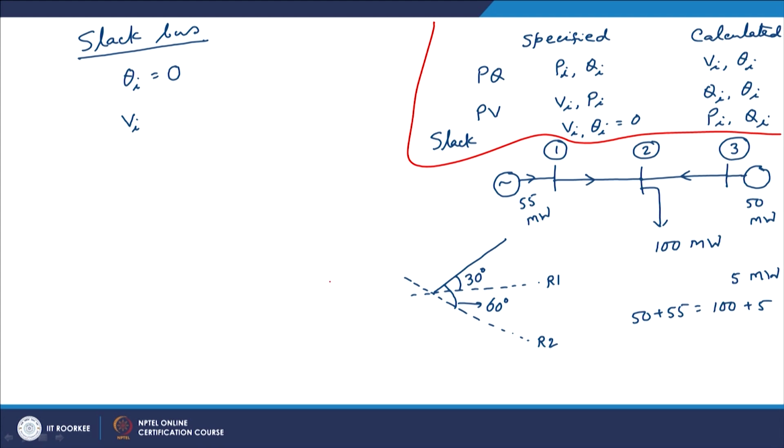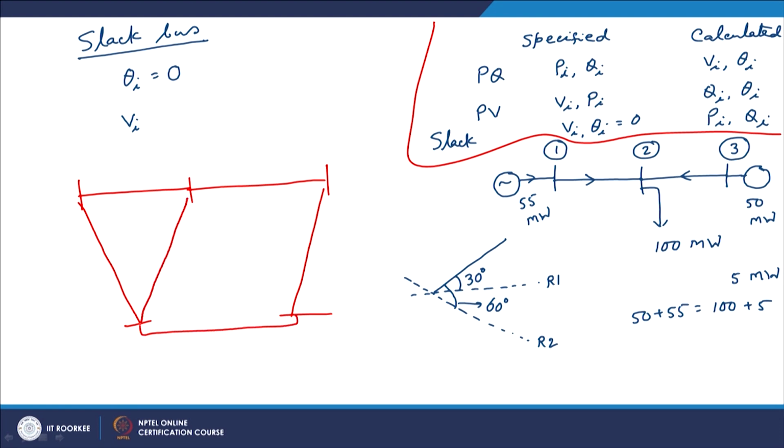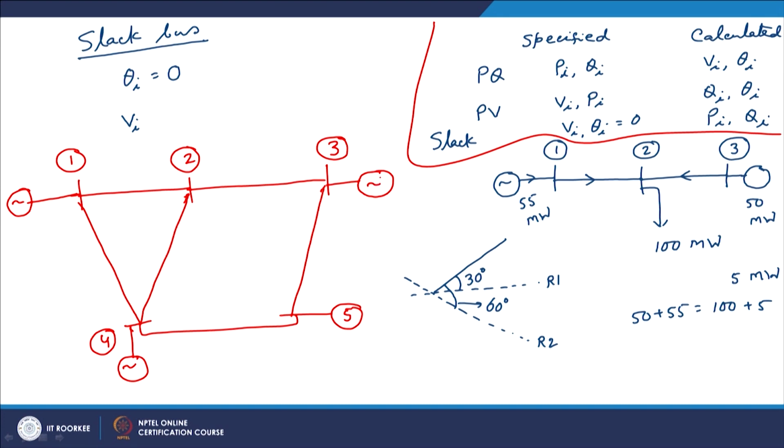Now let us take a very small example. Suppose we have a 5 bus system. This interconnection is not important, because whatever the interconnection is, it would be captured in the bus admittance matrix. So we are not worried about this interconnection. Let us say there is a 5 bus system, and in this system there are 3 generators, at bus 1, bus 4, and bus 3, and at bus 2 there is some load, and at bus 5 also there is some load.